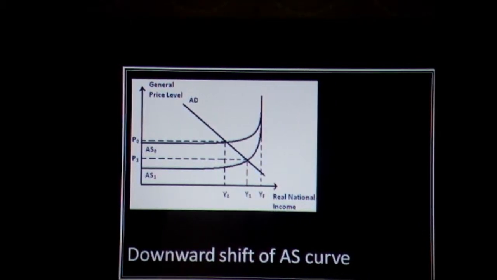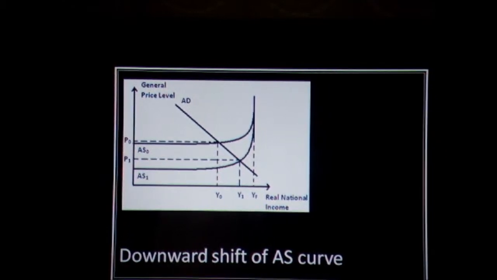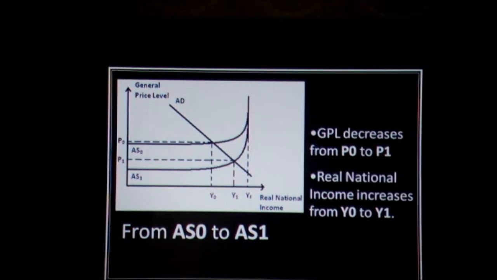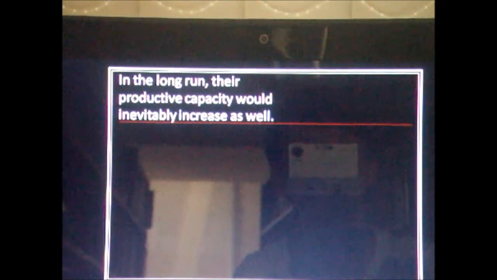With reference to a figure, a fall in the cost of production shifts the AS curve downwards from AS0 to AS1. This lowers the GPL from P0 to P1 and raises the real national income from Y0 to Y1. In the long run, their productive capacity will inevitably increase as well.